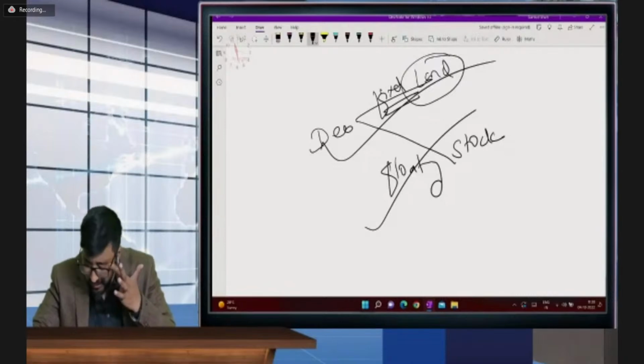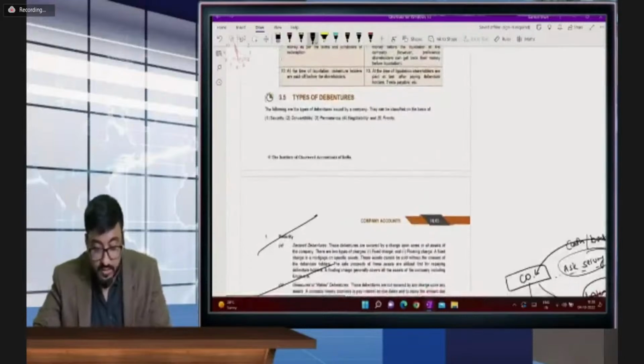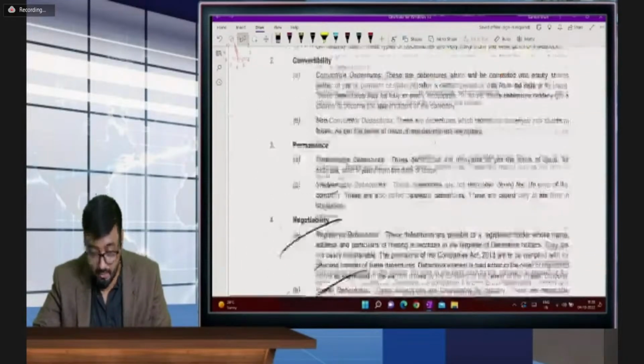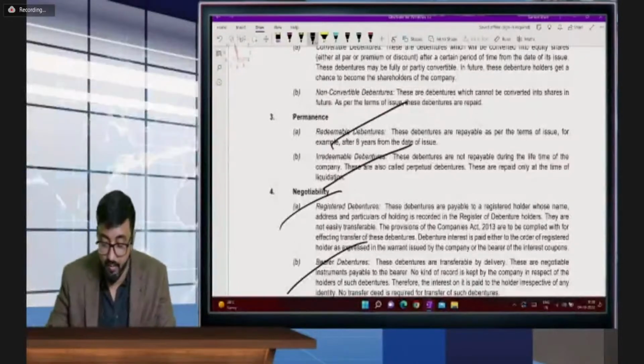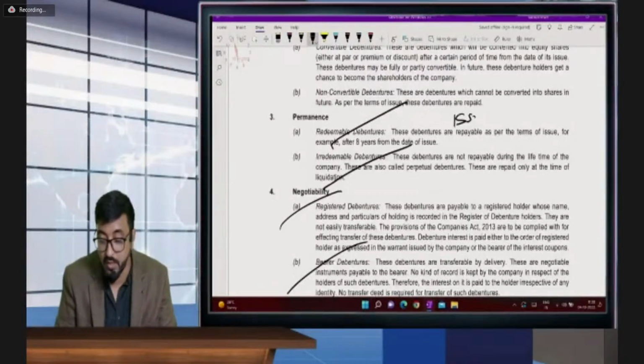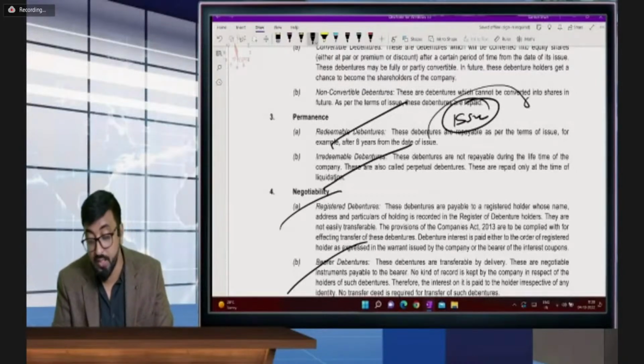नहीं बेटा, it is a choice to the company. They can issue secure debentures, they can issue convertible debentures, they can issue permanent debentures, registered, redeemable and irredeemable. Redeemable means what? In advance you know the year. Okay, redeemable means at the time of issue. जब मैं debentures issue करूंगा मुझे पता होगा कि कितने साल के बाद पैसा रिटर्न करना है. I know in advance amount which is given to debenture holders.